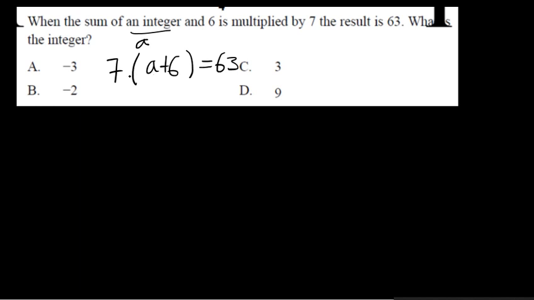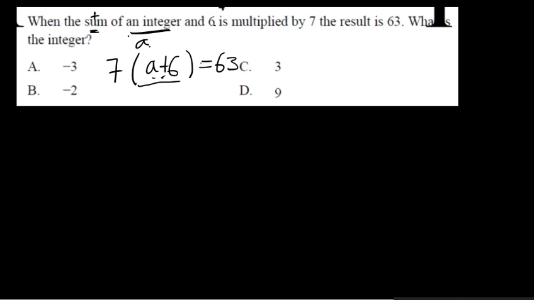Remember how I state the equation. The equation matters. It says when the sum, it means plus. The sum of what? An integer and 6. Let the integer be a, so a plus 6, as we said already. Then multiplied by 7. What is multiplied? The sum. So 7 times the sum is here, and the result is 63, which means equal to 63.